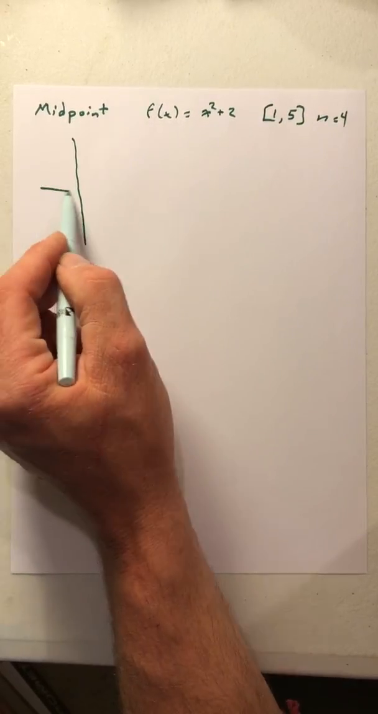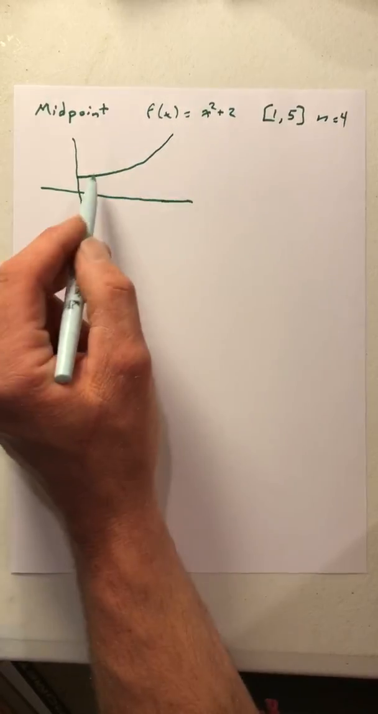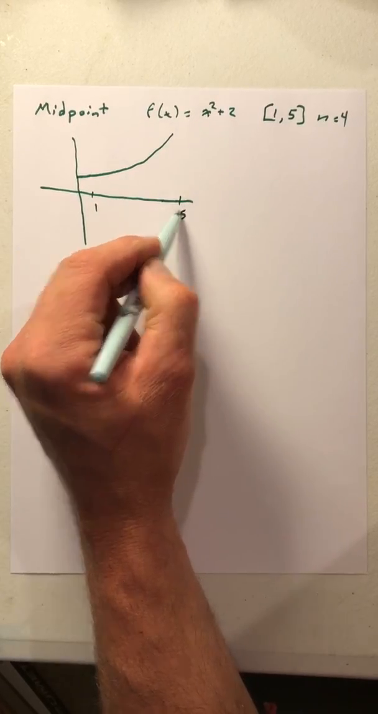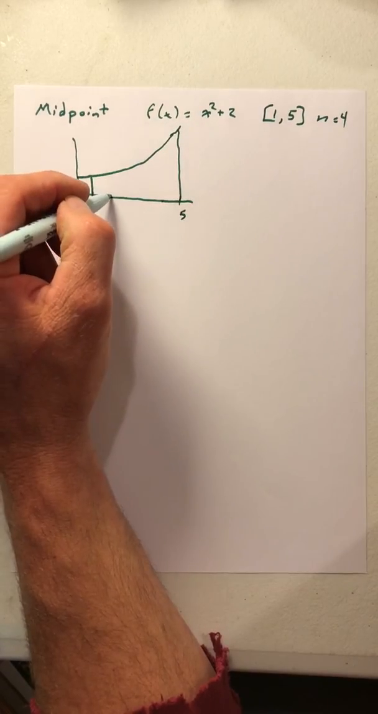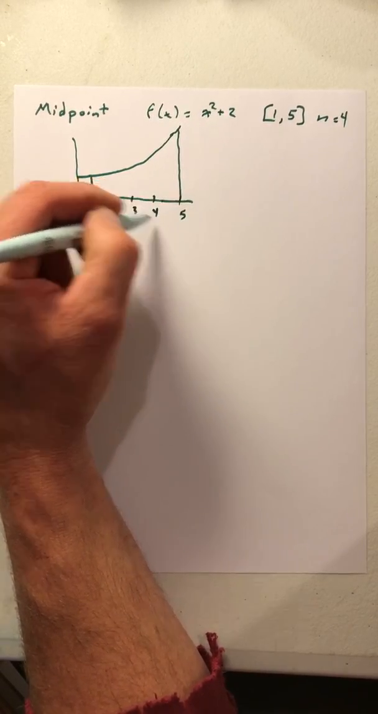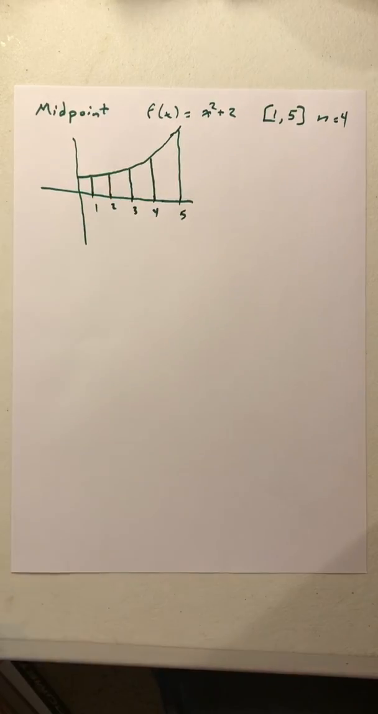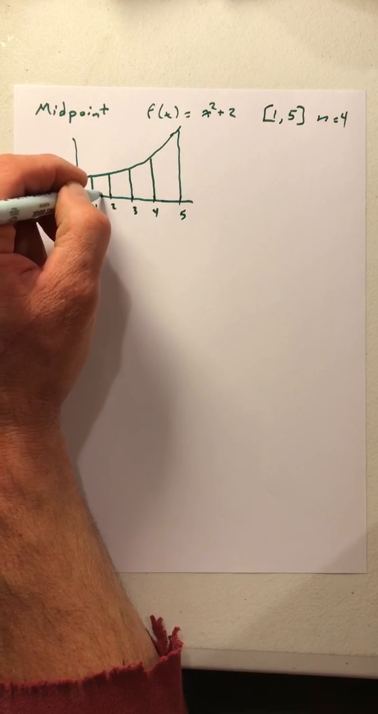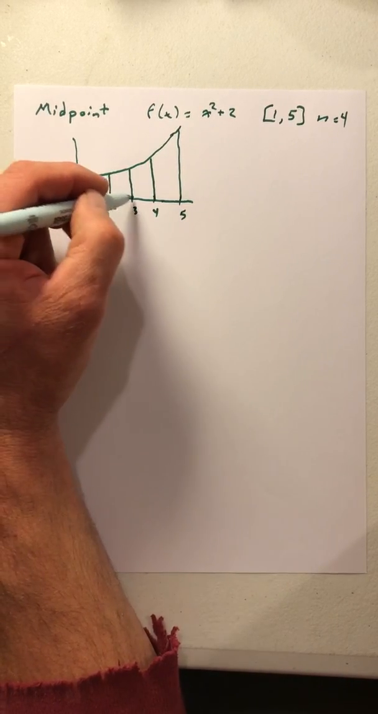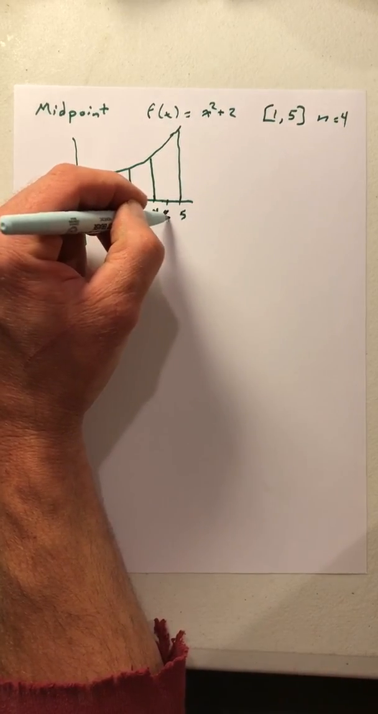And again, I'm going to elongate this pretty much so we can kind of see what's happening. So we're going to go from here 1, here's the 5. We're going to cut this into 4 regions again. So we're cutting it 2, 3, and 4. So now what we're going to do is instead of taking the lower end or the upper end, we're going to take the midpoint. So the midpoint between 1 and 2 gives us 1.5. Between 2 and 3 gives us 2.5. 3 and 4, 3.5. 4 and 5 gives us 4.5.